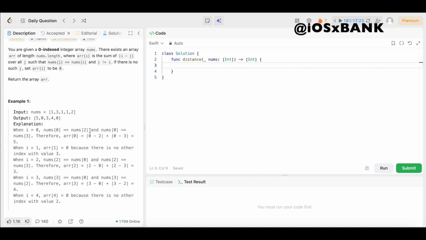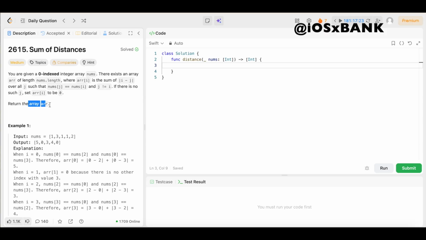Then we get the absolute value of nums of 0 and nums of 3 because they are equal as well, right? This and this. So we do 0 minus 3. Once we do the absolute value of 0 minus 2, which is 2, plus the absolute value of 0 minus 3, which is 3, we get 5. So we put 5 right here in our R, which is our output, right? That's where this 5 comes from, but we still need to do the rest of these, right? So that's how we got the 5.